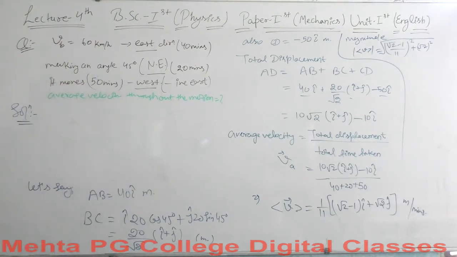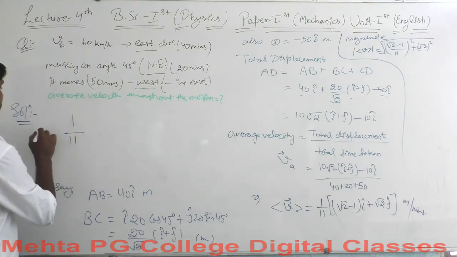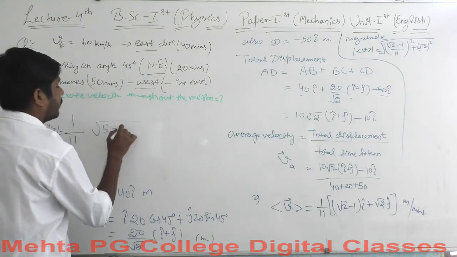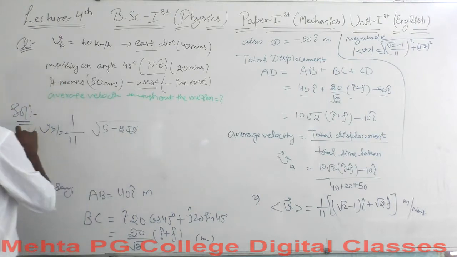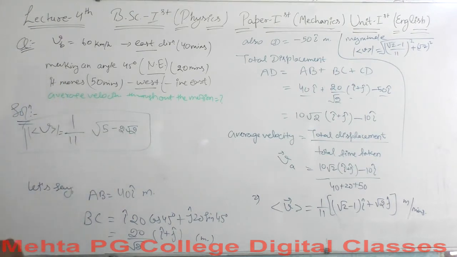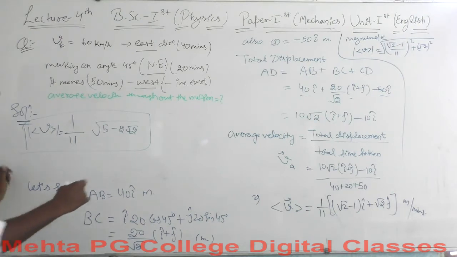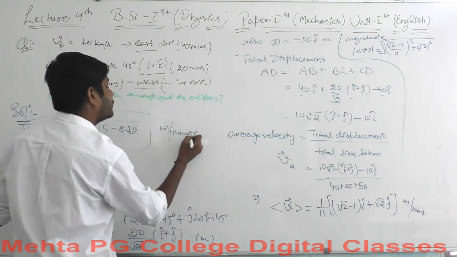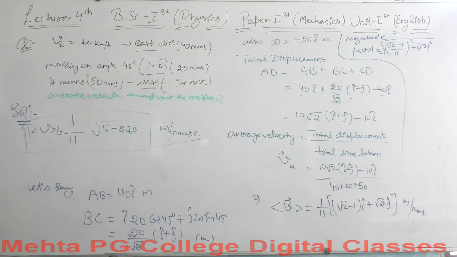So, what should be the value of average velocity by now? This should be equal to 1 upon 11 under the root 5 minus 2 root 2. So, this is the total average velocity in meter per minute. This is what we are supposed to calculate, and I hope that you got the concept. And from north, the tangent of the angle must be equal to root 2 minus 1 upon root 2.